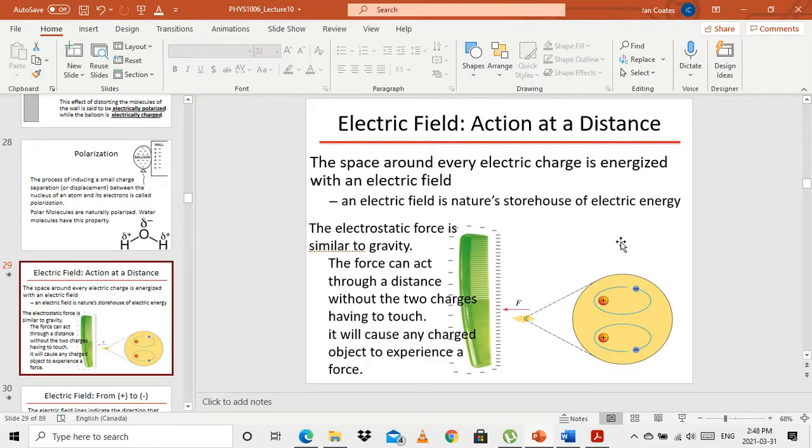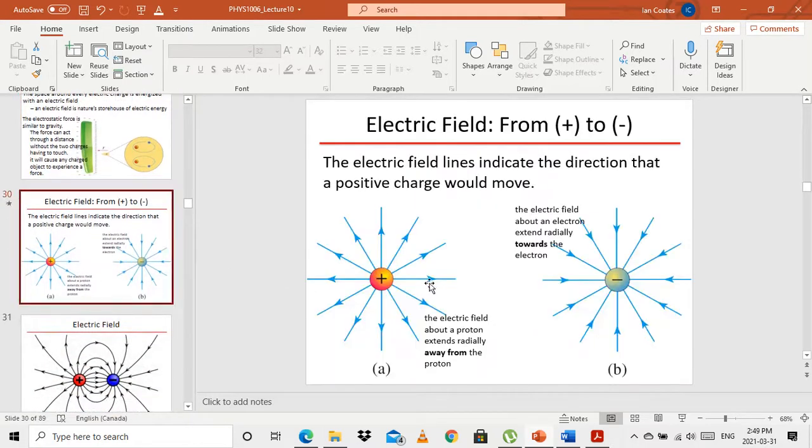Okay? And you'll see here what's going on, and there's a force there. We're going to talk more about this. Have a look. Electric field from positive to negative. The electric field lines indicate the direction that a positive charge would move. Okay? So have a look here.